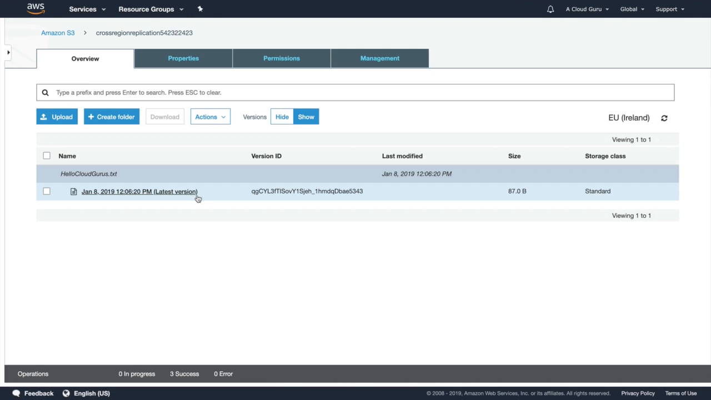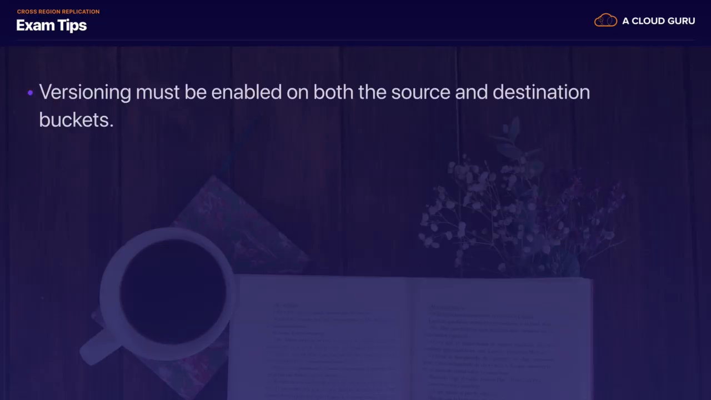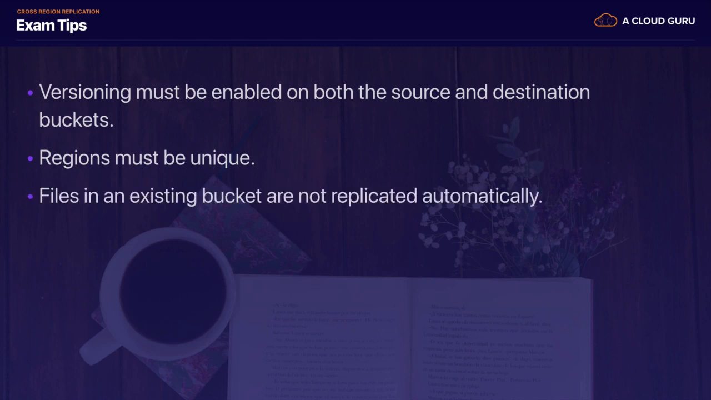So let's go over to my exam tips. So onto my exam tips. Just remember with cross-region replication that versioning must be enabled on both the source and destination bucket. Your regions have to be unique, and files in an existing bucket are not replicated automatically.